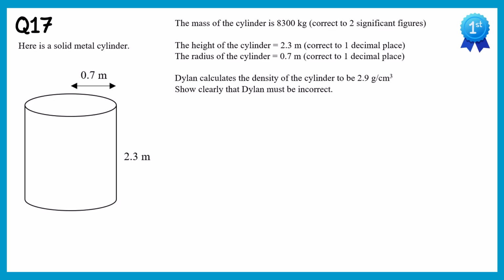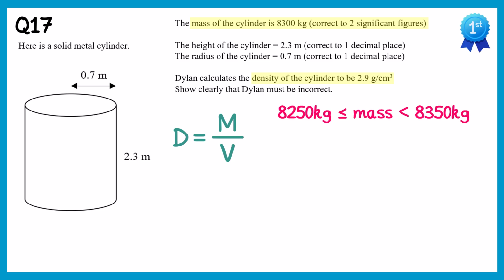In this question, Dylan calculates the density of the cylinder to be 2.9, and we need to show that he is incorrect. To calculate density, we use the formula density equals mass divided by volume. You can see we've got the mass of the cylinder in the question. It's 8,300 kilograms, but it's given to two significant figures. This means it could be anywhere between 8,250 and 8,350 kilograms.